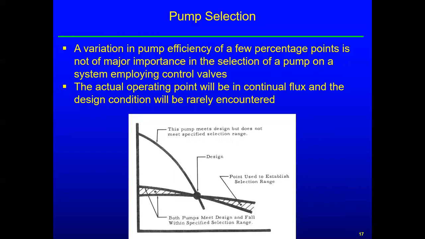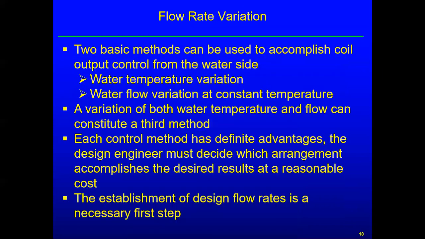A little more of the same, just kind of shows that your design point is kind of in the center and you've got a minimum flow that you expect and a maximum flow. And the pump needs to be able to accommodate both of those. Okay, flow rate variation. Two basic methods can be used to accomplish coil output control from the water side. That's the amount of heat or cooling that's accomplished at the coil. So we can do it two ways, or a combination of those.